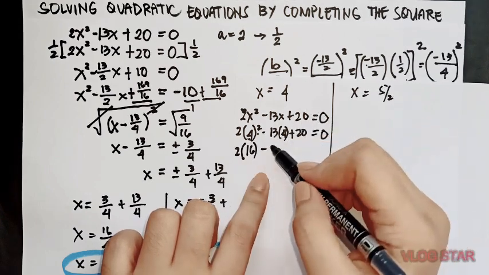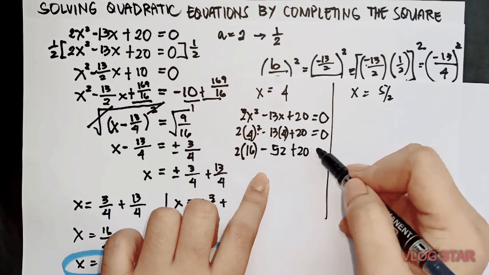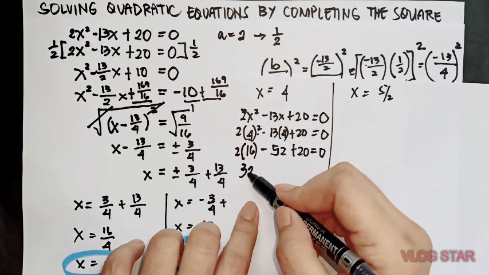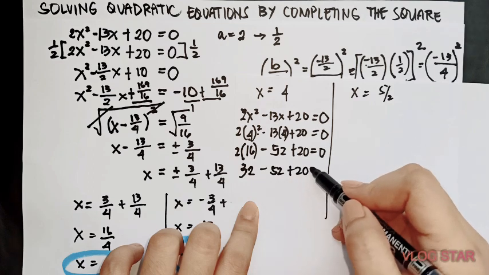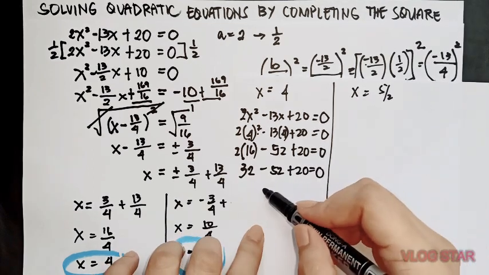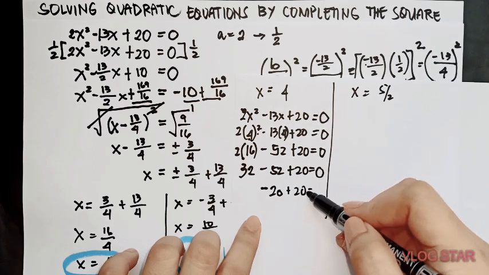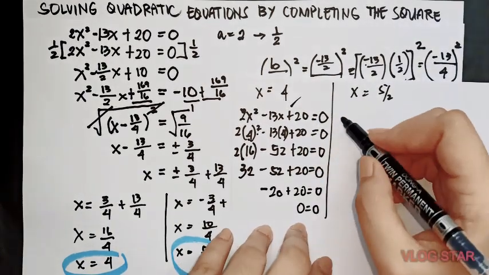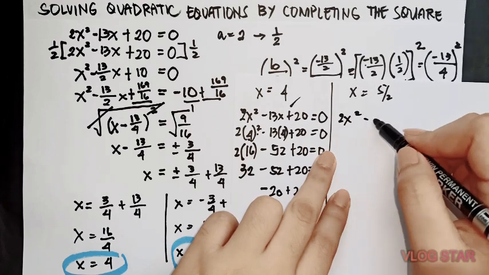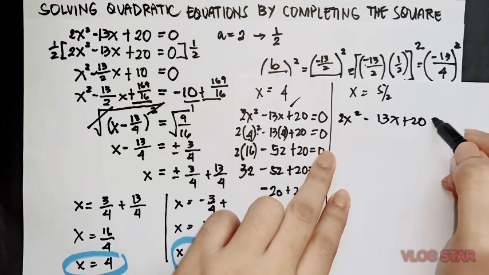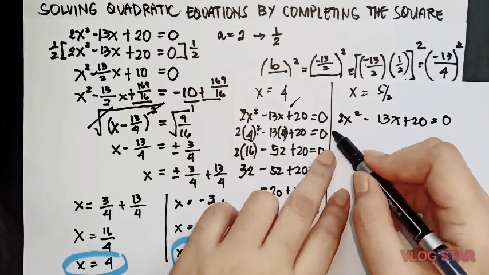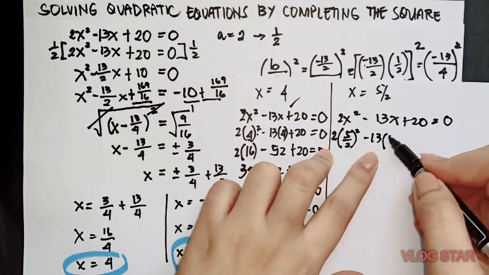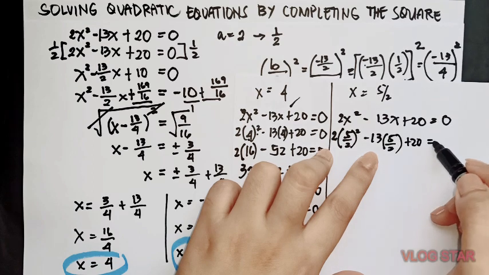Negative 13 times 4 is negative 52, plus 20, is it equal to 0? 2 times 16 is 32, minus 52 plus 20, is it equal to 0? 32 minus 52 is negative 20, plus 20, is it equal to 0? Yes. Therefore, the answer is correct. And for 5 halves, again, copy 2x squared minus 13x plus 20 equals 0. Substitute 5 halves to x. I'm going to have 2 times 5 halves squared minus 13 times 5 halves plus 20, is it equal to 0?